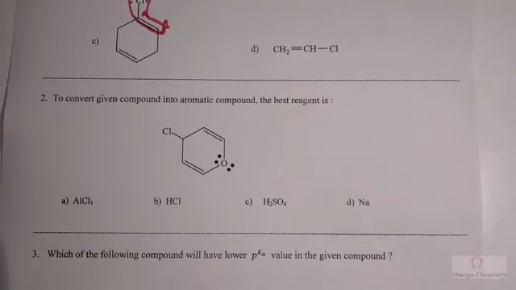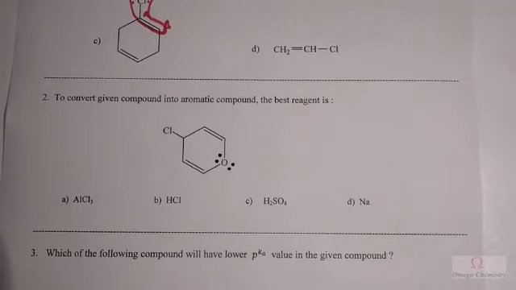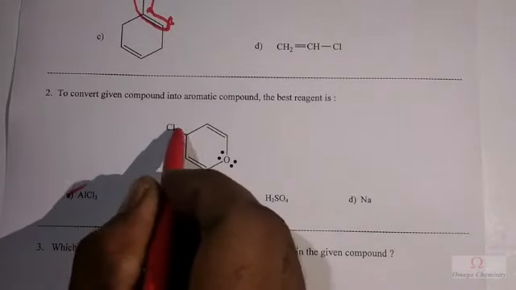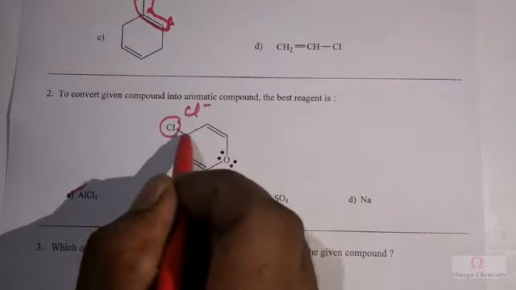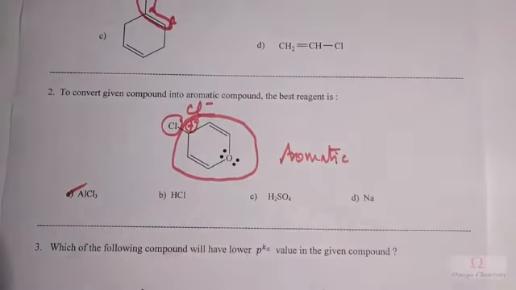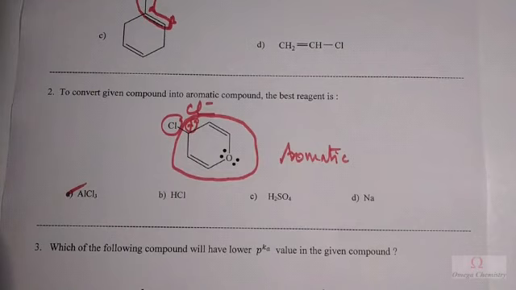Now the second question. To convert the given compound into an aromatic compound, the best reagent is. Okay students, the answer is option A. See, if I successfully remove this chlorine as Cl minus, then this carbon is going to get a positive charge. The remaining part is going to become aromatic, which means I need to have a Lewis acid like AlCl3. That would be the best reagent to remove chlorine and thus generate a carbocation.